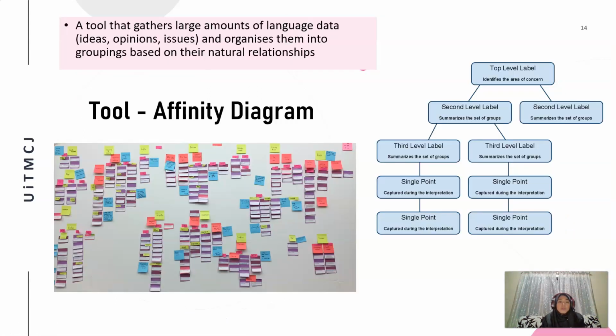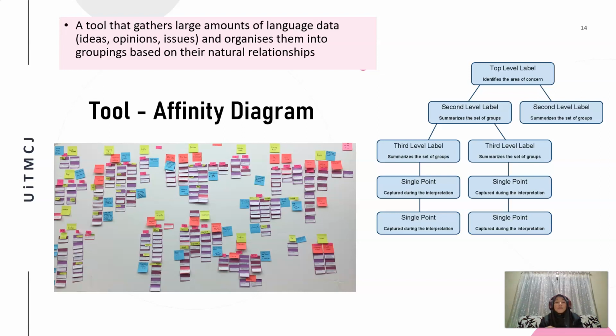Now we look at the tool that is suitable to support categorization or grouping, which is the affinity diagram, which supports large amounts of language data. What kind of language data do we have? For example, ideas, opinions, issues, and then organize them into groupings based on their natural relationships.